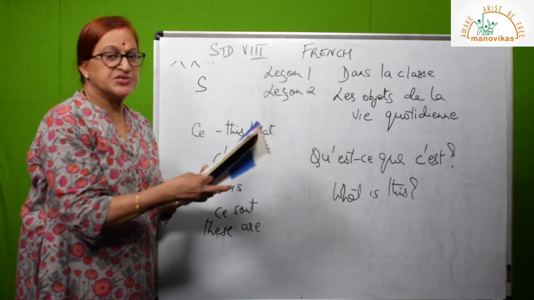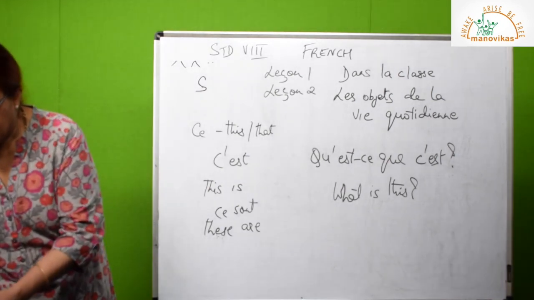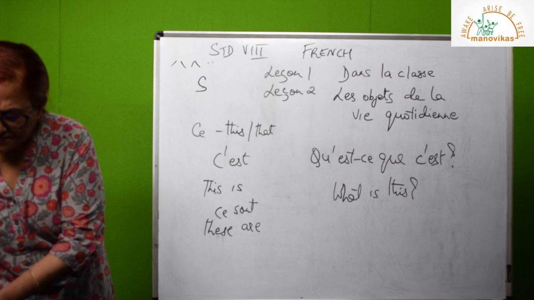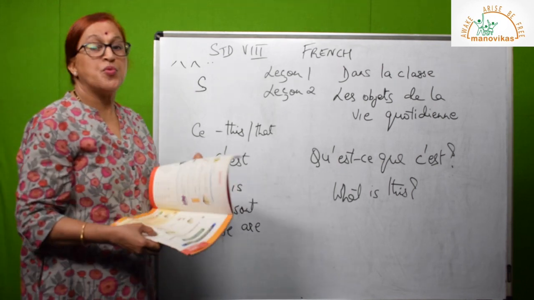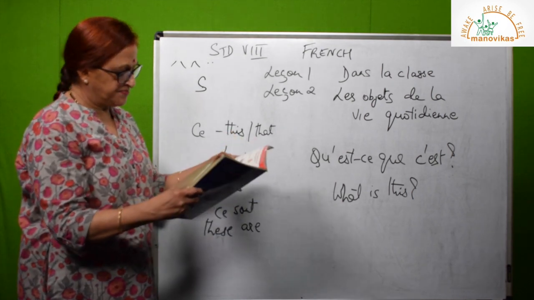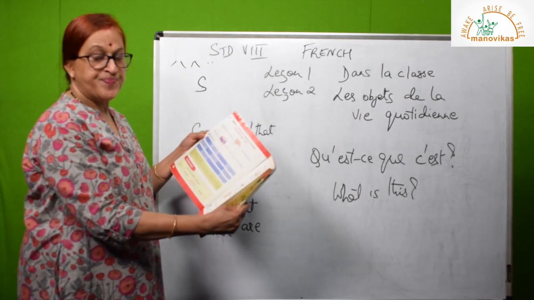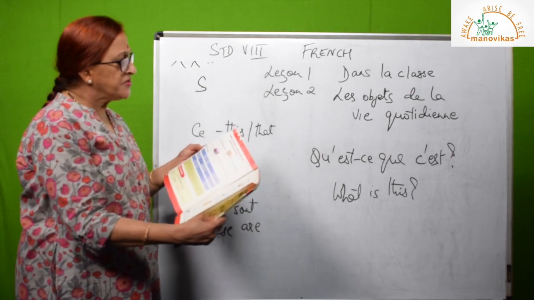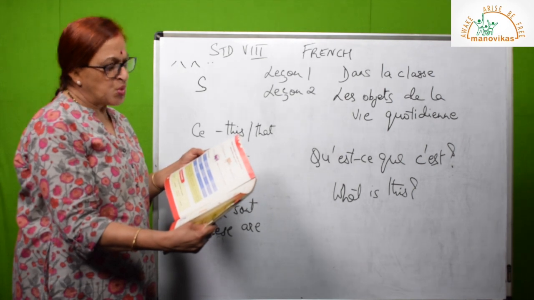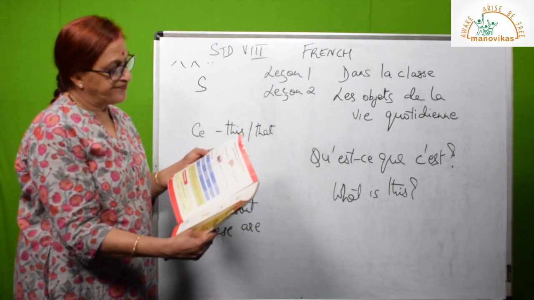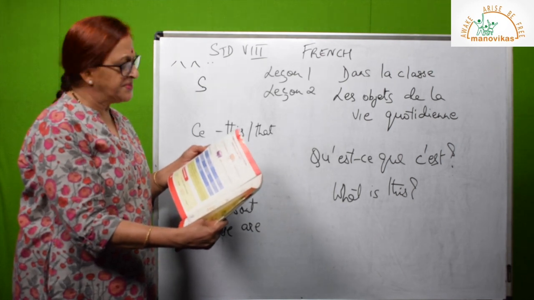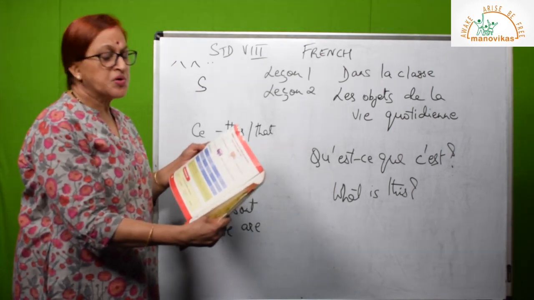So, this brings us to the next page. Open your books to the next page. Okay? That is page number 24. They have given you identifier et vérifier un objet par oui ou non. So, they have given some objects, the pictures, and they are asking you a question.